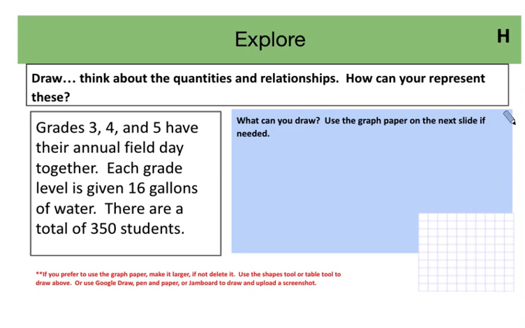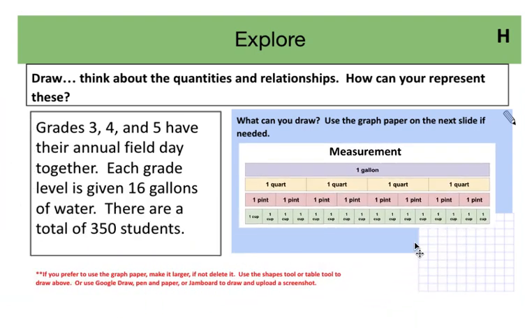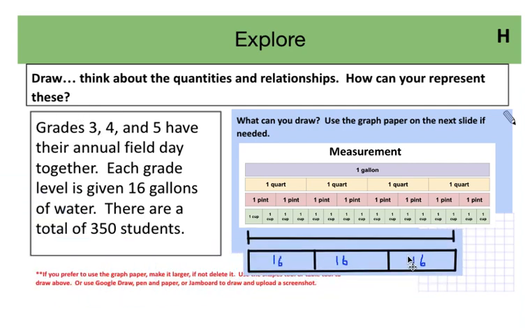All right, so let's take a look. Maybe you drew a little bar model that shows the relationship of 1 gallon compared to quarts, pints, and cups. That shows the conversions. Maybe you were drawing, if you were answering maybe how many total gallons of water are there for these 3 grades, maybe you drew a bar model here that shows 16 gallons for grade 3, for grade 4, for grade 5.